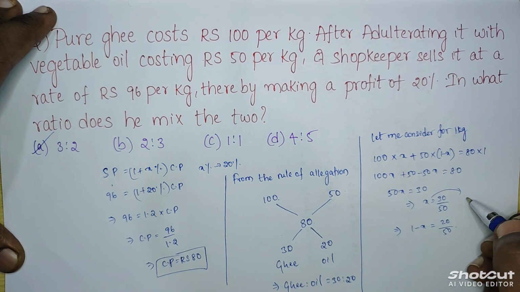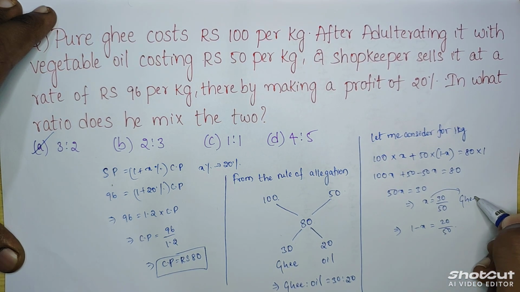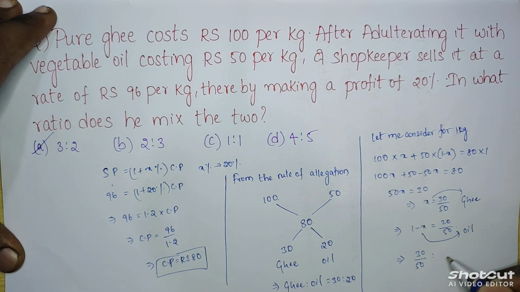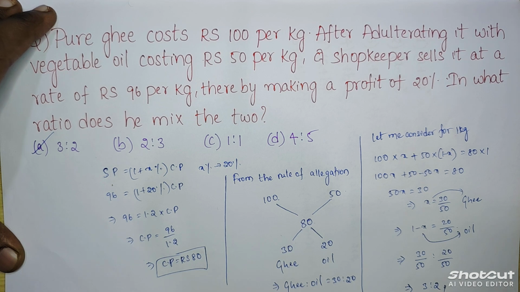So what is this x? This is the proportion of ghee, and 1 minus x is the proportion of oil. So when you take the ratio here, you get 30 by 50 to 20 by 50, and further simplifying this you get 3 to 2. So whichever way you solve, you get the same answer here, right?